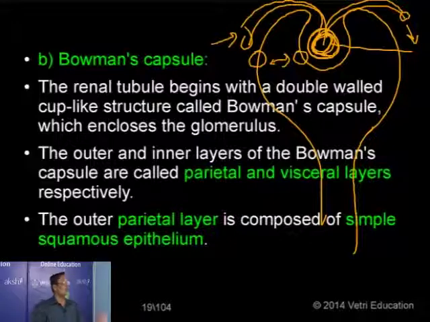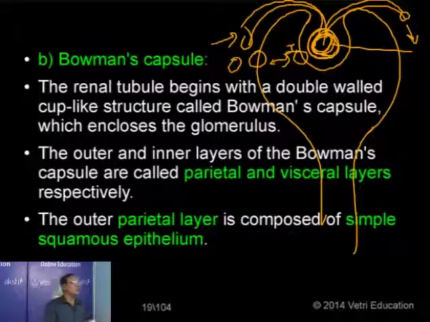So the outer and inner layers of the Bowman's capsule I mentioned. Now this is the outer layer. This outer layer is called the parietal layer. The inner layer is called the visceral layer. So this is outer and this is inner. In between we have a capsular cavity where the filtrate which is formed is collected.